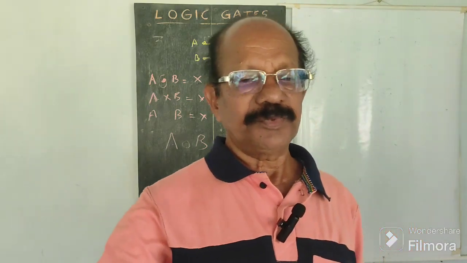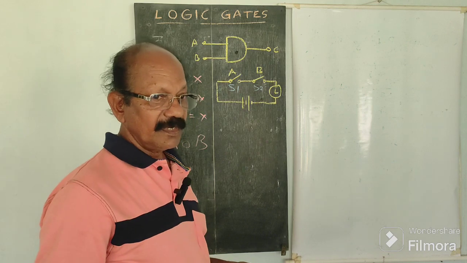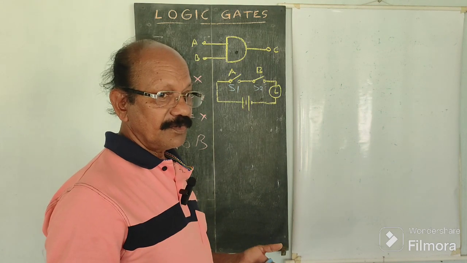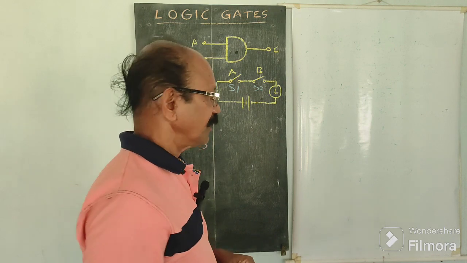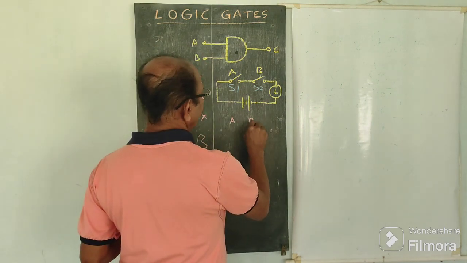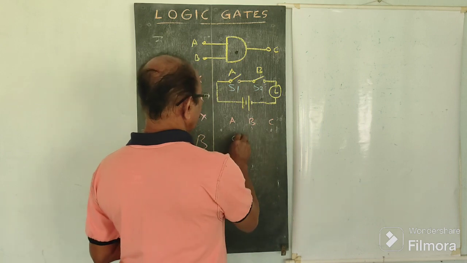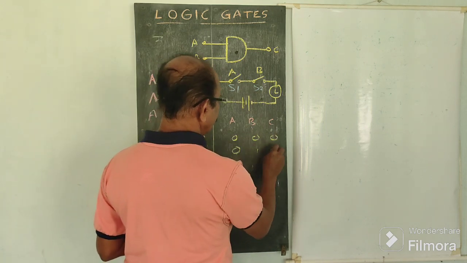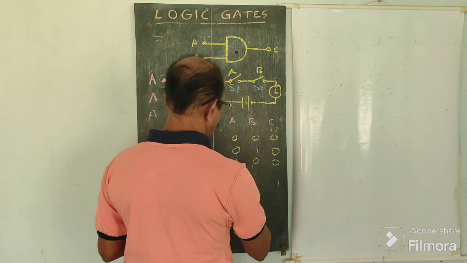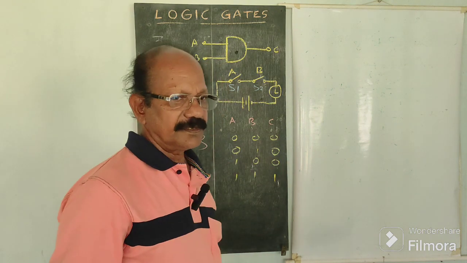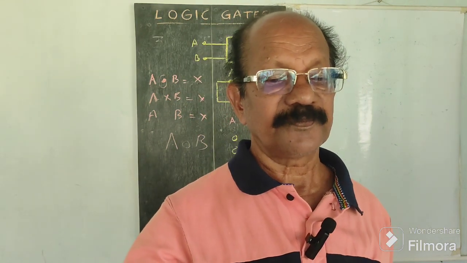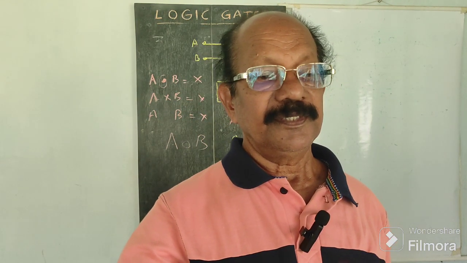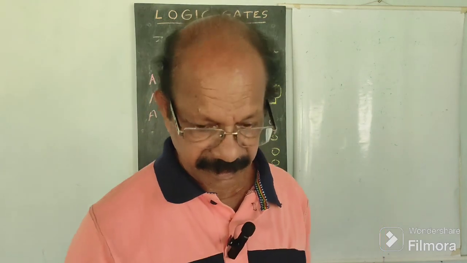Then what will be the truth table for 2 inputs? A, B, C: 0, 0, 0. 0, 1, 0. 1, 0, 0. 1, 1, 1. This is the simple way of a truth table. Okay. Then we can see the next.